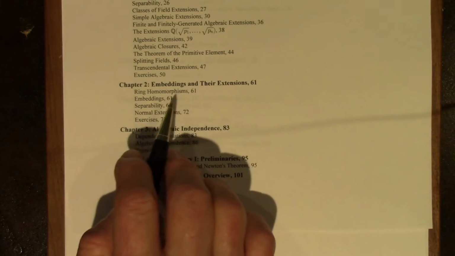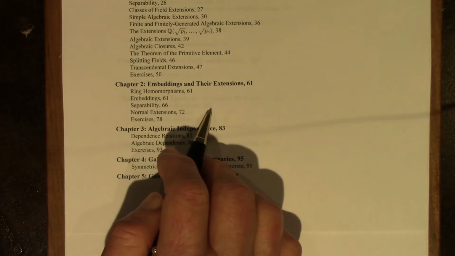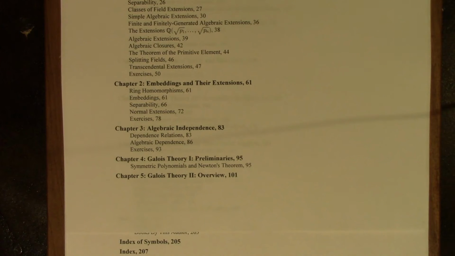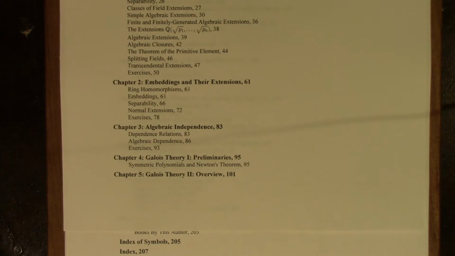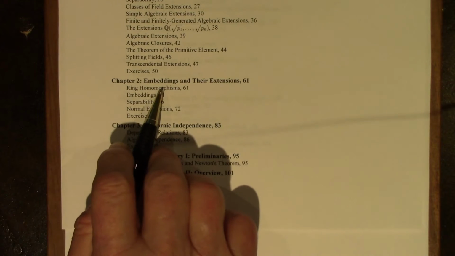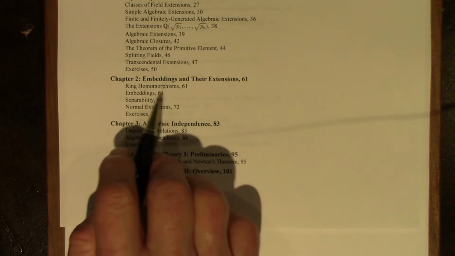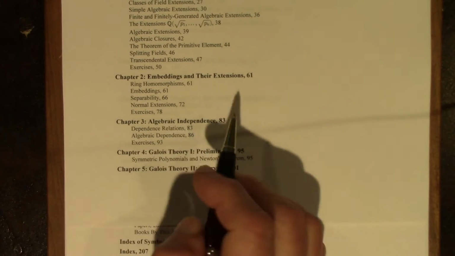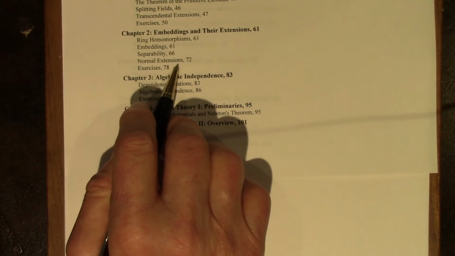The next chapter is on embeddings of fields. Homomorphisms, ring homomorphisms, between two fields must be, if they're not zero, must be injective, and so they're embeddings. So this is really a discussion of what you might call field homomorphisms, but I've not heard that expression before. They're just simply called embeddings. And here's where we can discuss normal extensions.